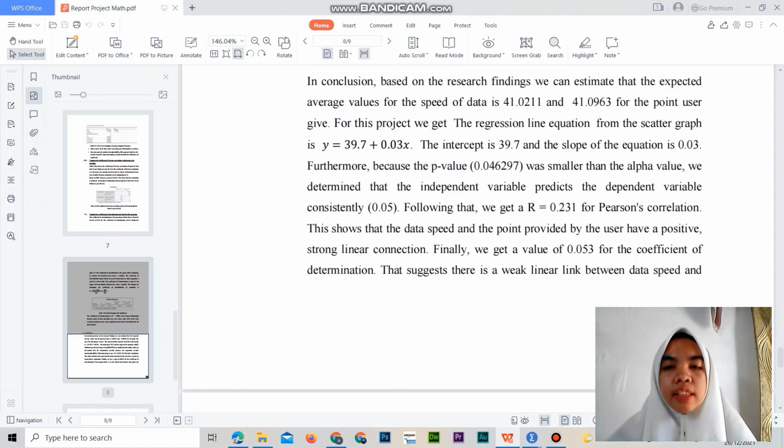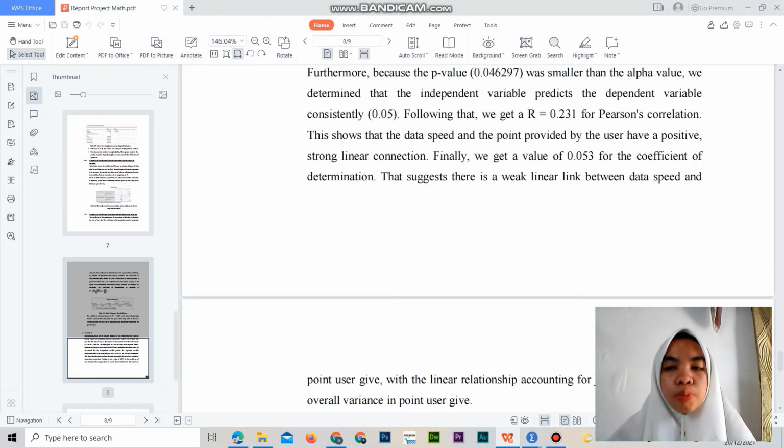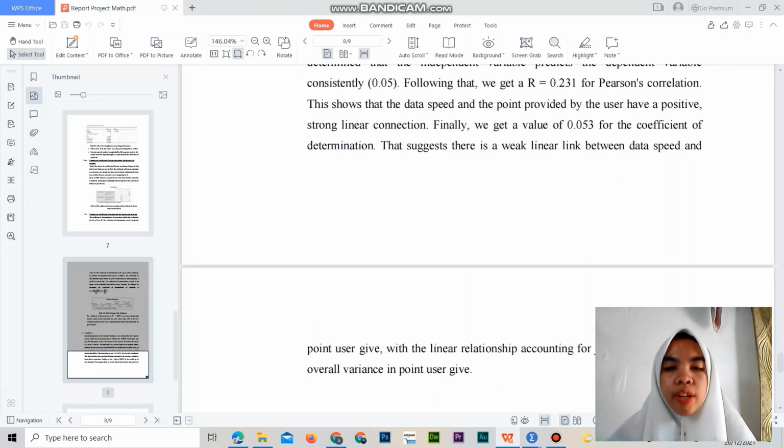Finally, we get a value of 0.053 for the coefficient of determination, which suggests there is a weak linear link between data speed and point user give, with the linear relationship accounting for just 5.3% of the overall variance in point user give.